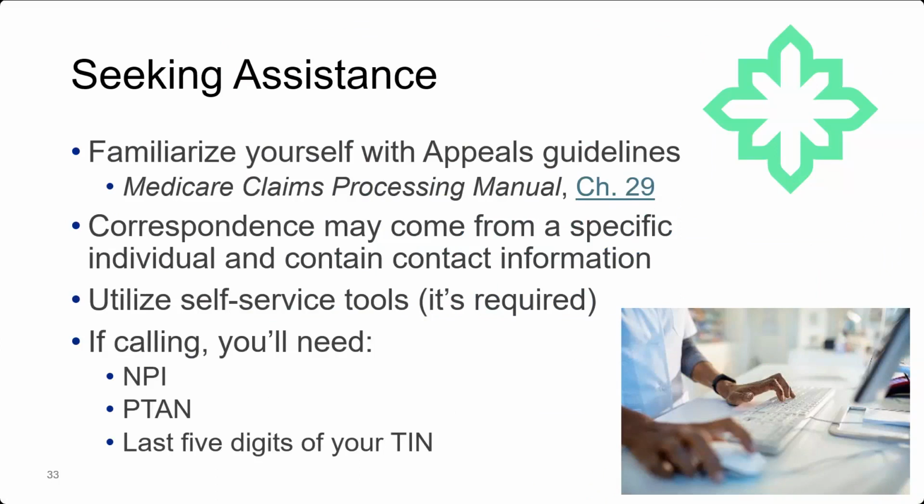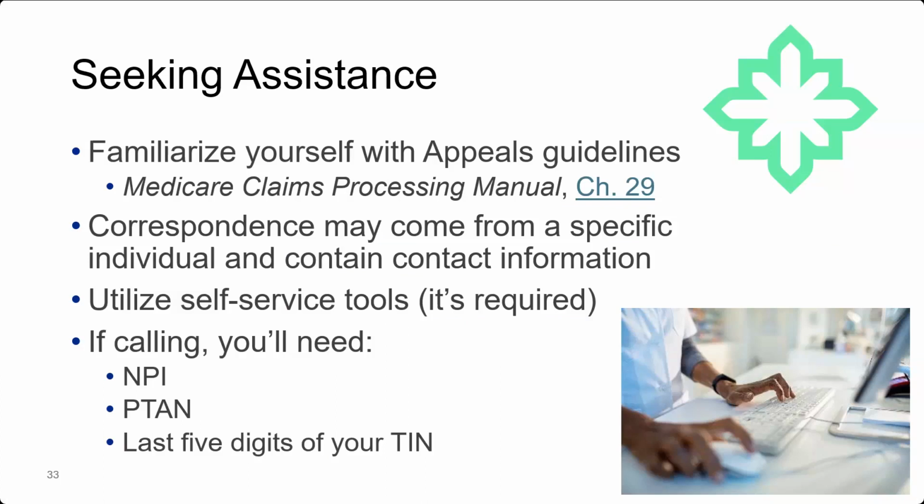Number two, if you received correspondence regarding an appeal, take a look at who it came from. If you need help, sometimes you can use that particular individual or email address to ask about your specific question. Number three, and this is a big one, use those self-service tools. Not only is it quick and easy, but it's also required. Our customer service area is prohibited from providing information that can be obtained from self-service tools. That's not a WPS rule, that's a CMS rule.